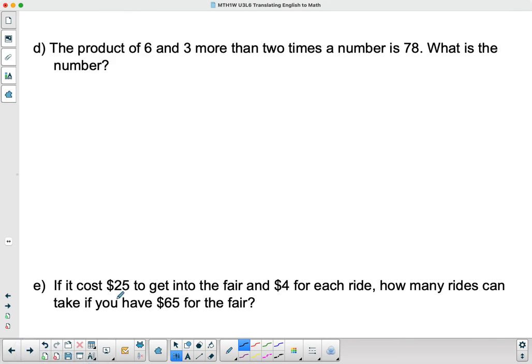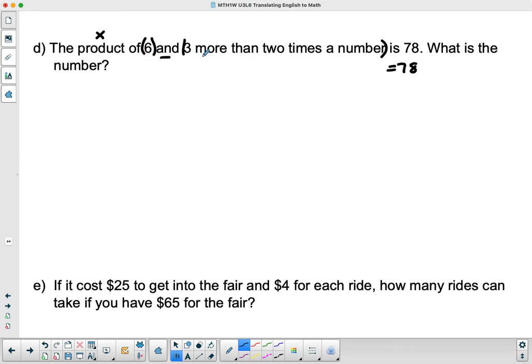Carrying on. The product of 6 and 3 more than 2 times a number. Okay, so be careful with this one. Remember, product means multiply. And then the next part of this is going to tell us what two things are multiplied together. So the two things being multiplied together are 6 and 3 more than 2 times a number. Those are the two things being multiplied together. And then it tells us that is 78. So we've got an equals 78.